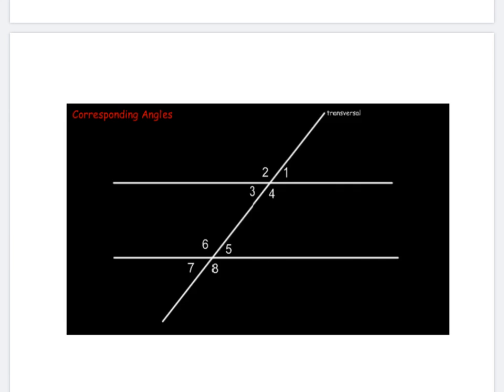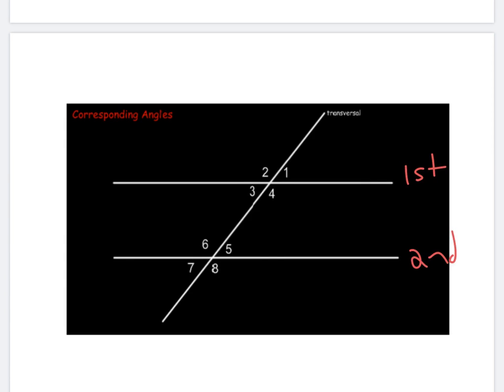So what you see in the diagram here is a transversal, and then you have two lines that are parallel that it intersects, and it makes 8 angles, which are numbered. Okay, so corresponding angles, the way I describe it is think about the angles as being different class periods of mine. Let's say this is first period, that parallel line, and this, let's say, is second period.